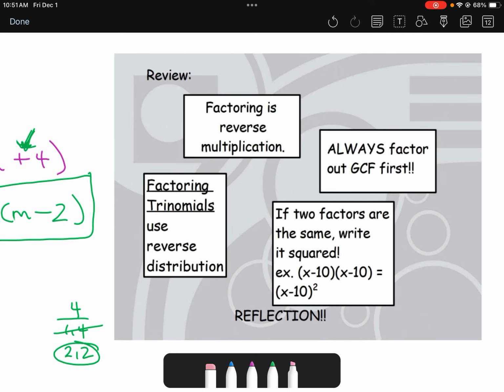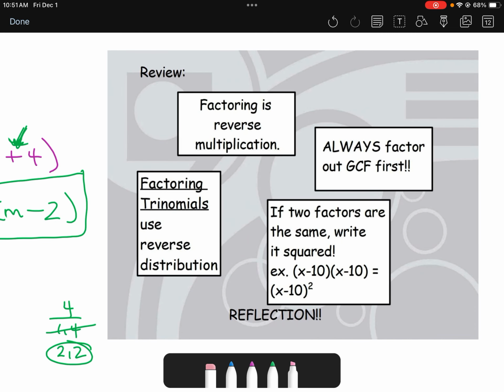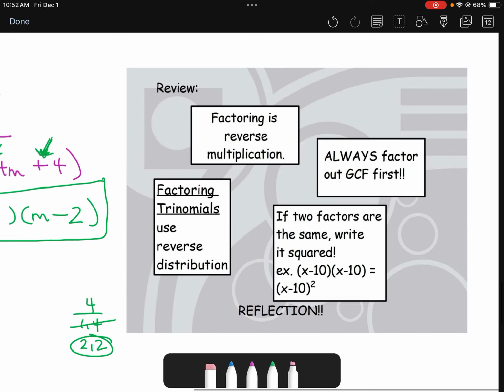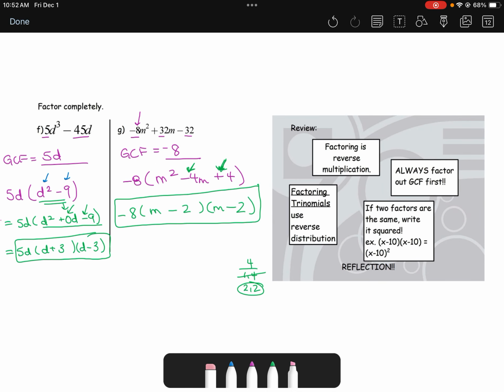Okay, so just a little review here. Again, factoring is just that reverse multiplication. Always factor out that GCF first. If two factors are the same, write it squared. So x minus 10 times x minus 10 is the same thing as x minus 10 squared. Okay, so that is it on factoring.